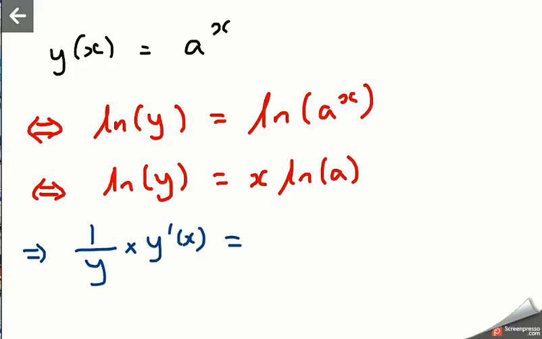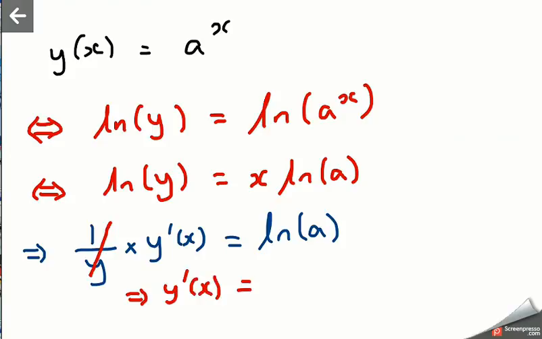And we know that this is equal to the derivative of this side because these two things are equal to each other, and hence when we differentiate them, we must have equal derivatives. So the derivative of this side, well, this is just x times some constant number, natural log of a. So the derivative of this side is just natural log of a. And therefore, multiplying both sides through by y, we have that y prime of x is equal to natural log of a times y. And of course, y is equal to a to the power of x.